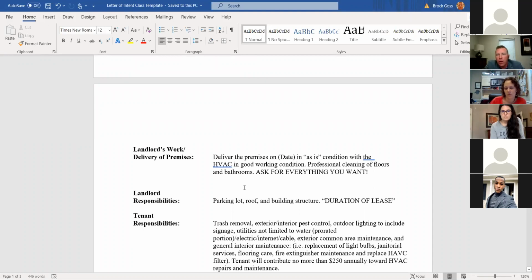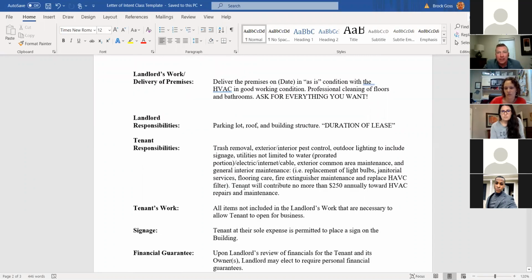I can't give you a list of everything that you could potentially ask for, and this is why I didn't include it, all right? But you want to sit down with this tenant and say, listen, this is our shot. We want to see how motivated the landlord is. We want to get them to do everything that we can before they deliver us the premises. So this is the landlord's work for delivery of the premises.